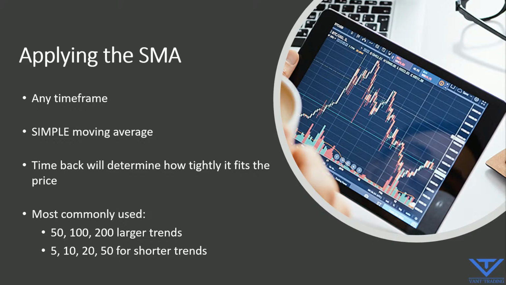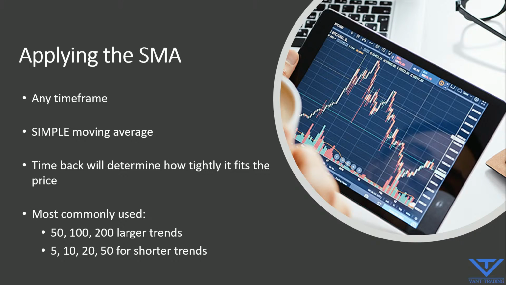And when you're applying the simple moving average, you could have it on any time frame you want. Now, remember, it is a simple moving average. It is simple to understand, but it is also simple in what it tells you. And the time back determines how tightly it will fit the price. If you're looking at the average over the last 2 days, then it's clearly going to be very tight to the price action. If you're looking at the average over the last 200 days, you might be trading far away from that line because there's a lot of variation within 200 days.